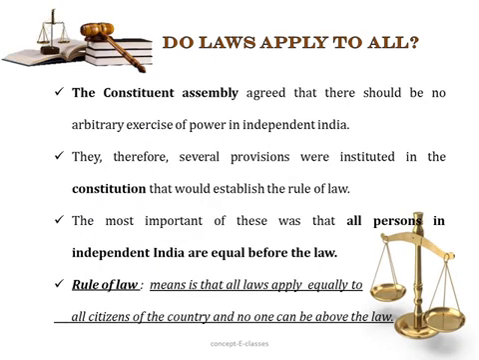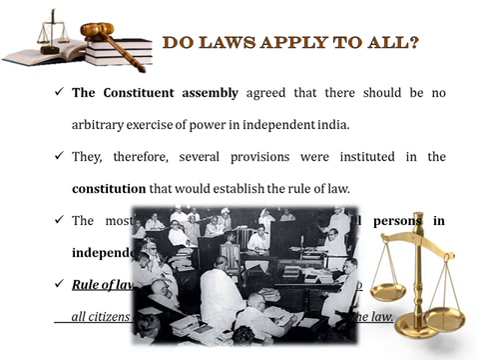So the first topic is, do laws apply to all? Are the laws the same for everyone? Let's see. Before independence, the Constituent Assembly agreed that there should be no arbitrary exercise of power in independent India. Now, what do you mean by this arbitrary exercise of power? It means like a group of people, for example, the British. The Britishers made rules based on their own interest rather than following justice. Such type of power is called arbitrary power.